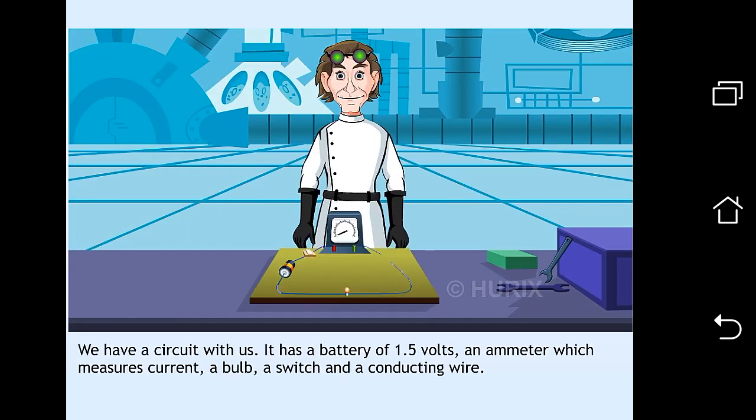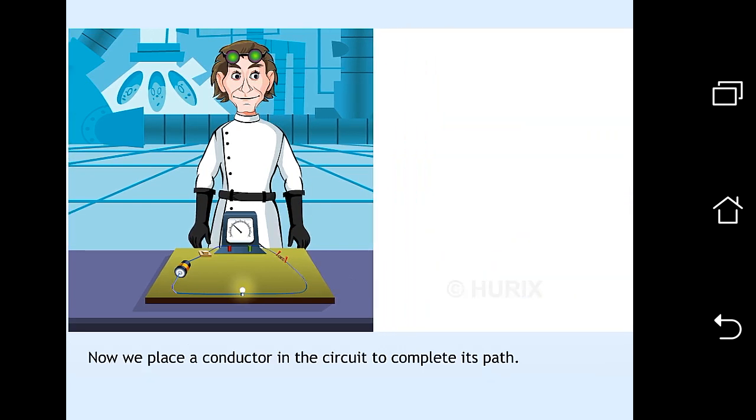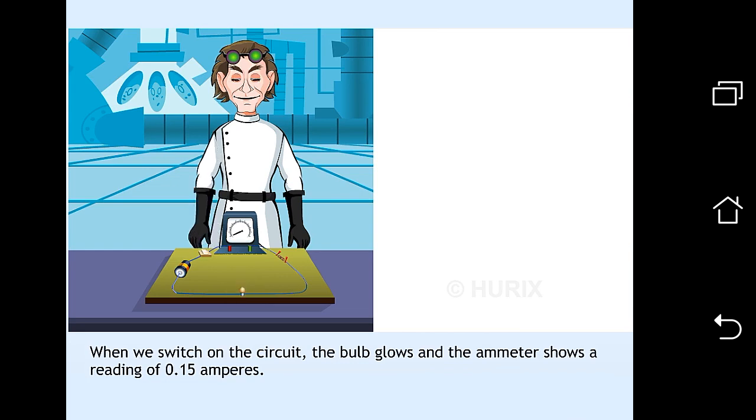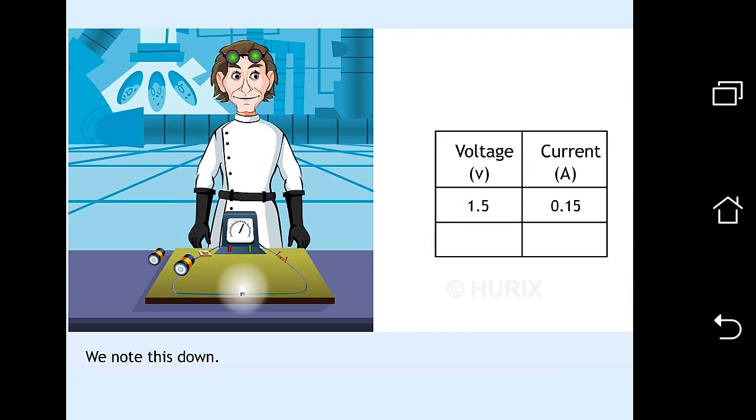We have a circuit with us. It has a battery of 1.5 volts, an ammeter which measures current, a bulb, a switch, and a conducting wire. Now we place a conductor in the circuit to complete its path. When we switch on the circuit, the bulb glows and the ammeter shows a reading of 0.15 amperes. We note this down.